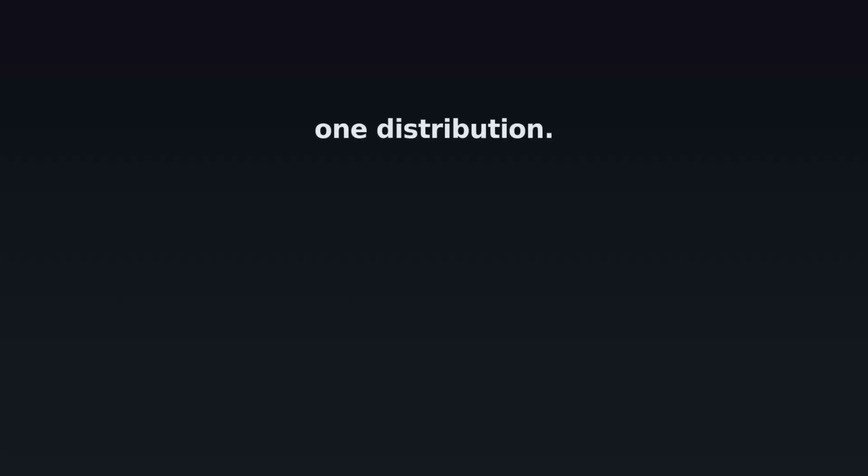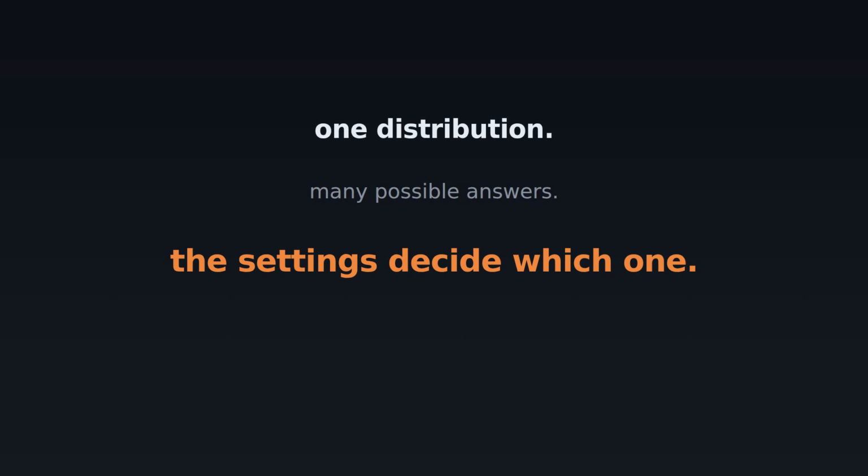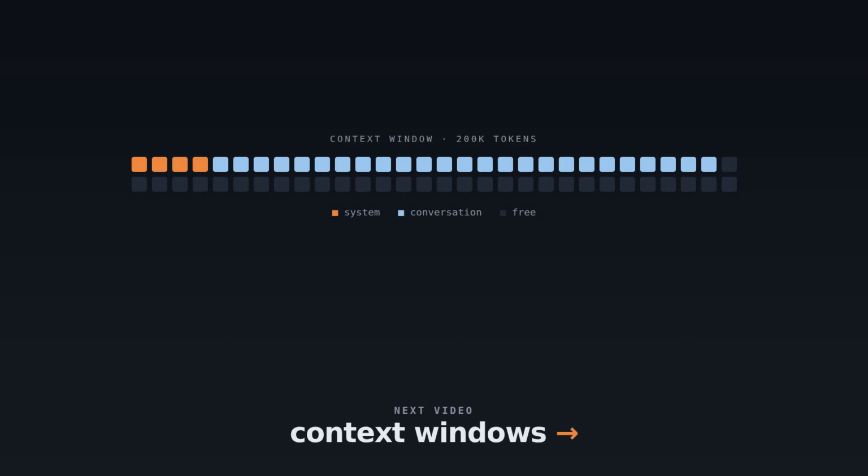And now you understand the basics of sampling. One distribution, many possible answers, and a handful of settings that decide which one you actually get. That's why the very same prompt can surprise you every time. Next up, context windows. How much the model can really see at once.